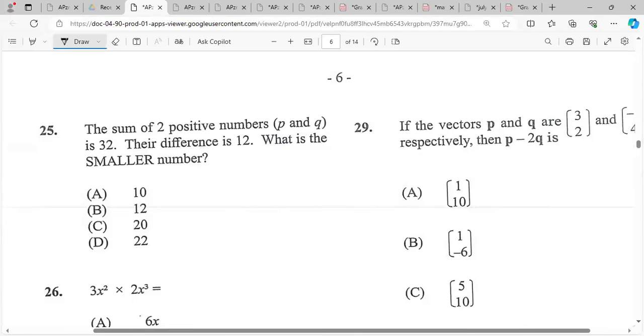Question 25 says if the sum of two positive numbers p and q is equal to 32, their difference is 12. What is the smaller number? So we have p plus q should give 32, and then the difference is what? 12.